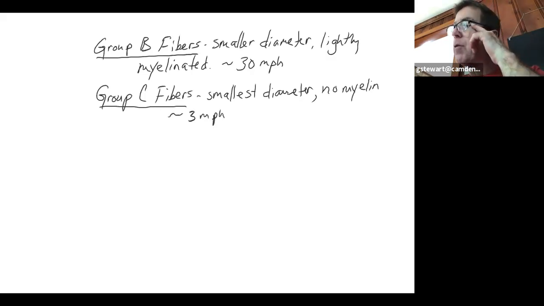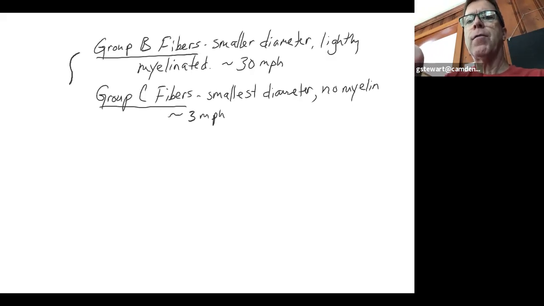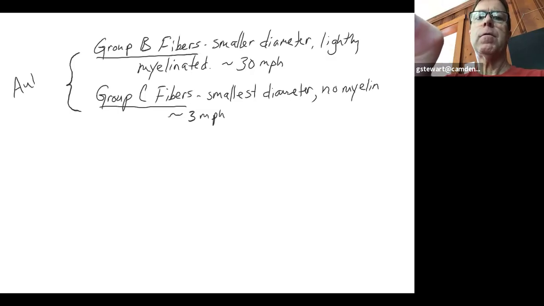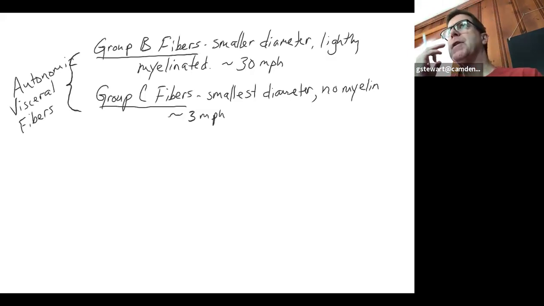Now, I did say about group A fibers that they are somatic sensory and motor fibers. Group B and C fibers tend to be associated with the autonomic nervous system. So I'm just going to say these tend to be autonomic visceral fibers. And they tend to be slower.